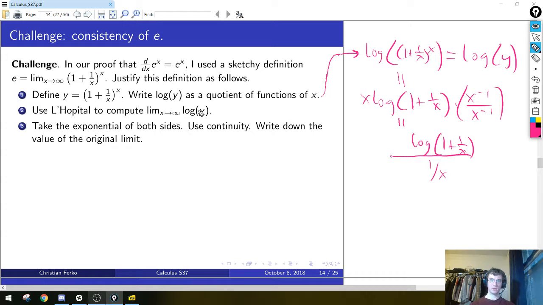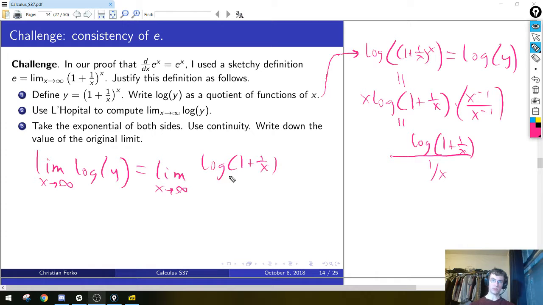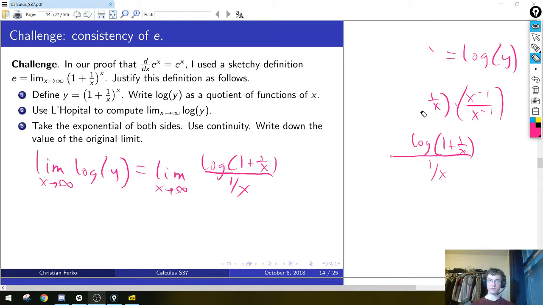Okay, part 2 of the scaffold. So we want to use one of the L'Hopital variants. The limit as x goes to infinity of log y, well, we just wrote log y in this very nice form. So this is apparently the limit as x goes to infinity of log of (1 plus 1 over x) over 1 over x. I can erase this chunk over here. So do you remember the name of the variant of L'Hopital that we want to use to compute this limit?